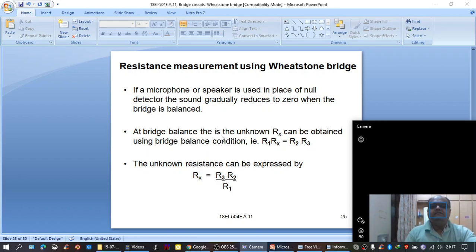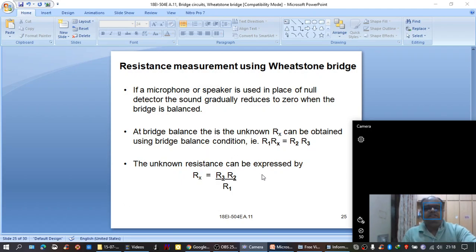At bridge balance, the unknown resistance Rx can be obtained by the use of the bridge balance condition, that is R1 Rx equal to R2 R3. So Rx is equal to R2 R3 by R1. So this is how the unknown resistance can be found out using a Wheatstone bridge.